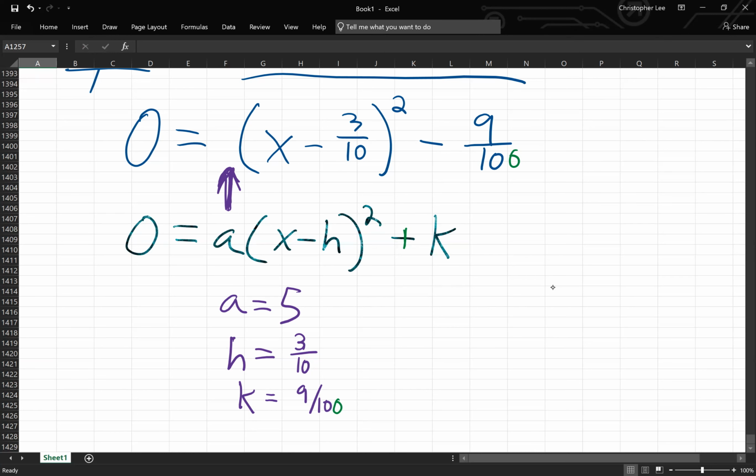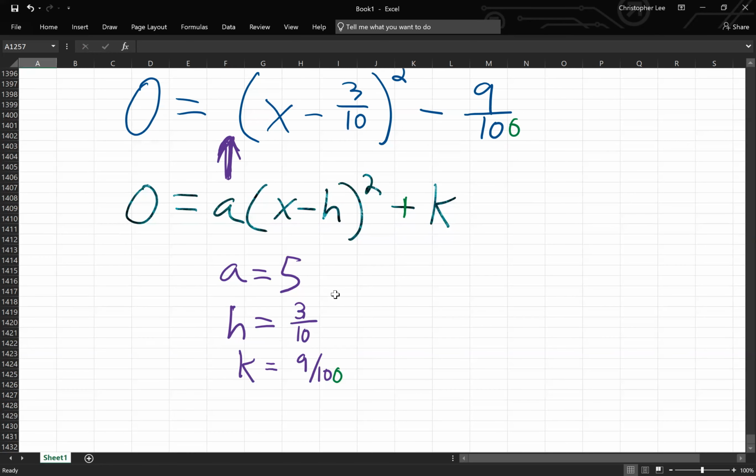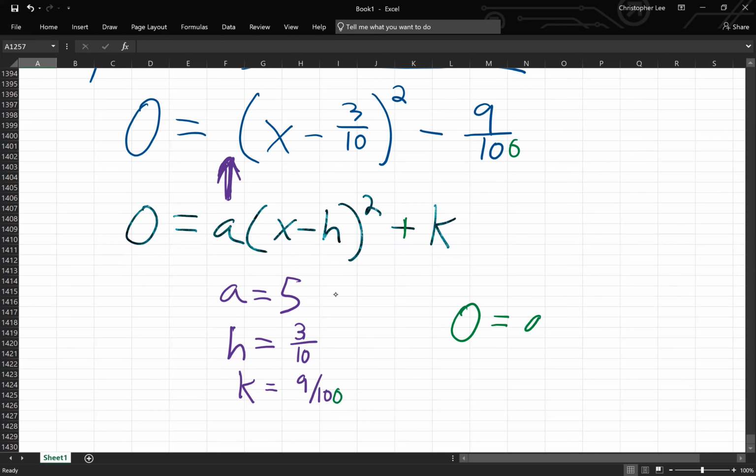So the idea that we're doing over here, right? It's freezing over here. All right. Not cold. I mean the computer is freezing. One second. All right. So look, you see how I have the 0 is equal to the A times the X minus 3/10 squared minus the 9/100.